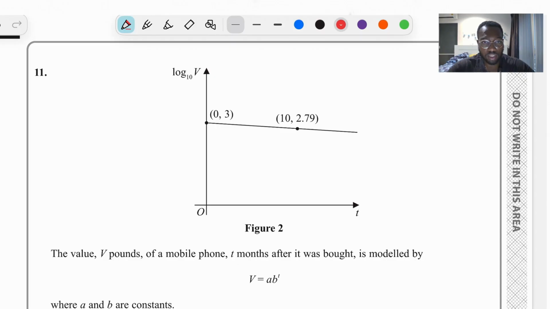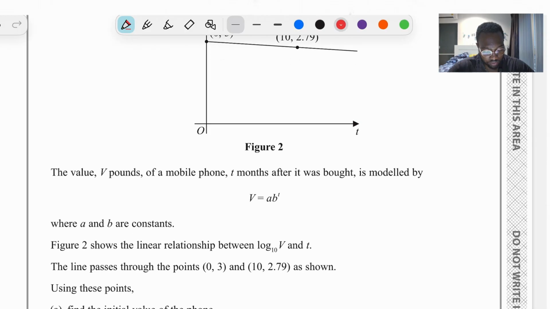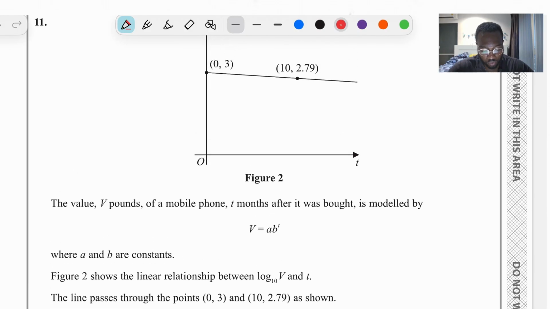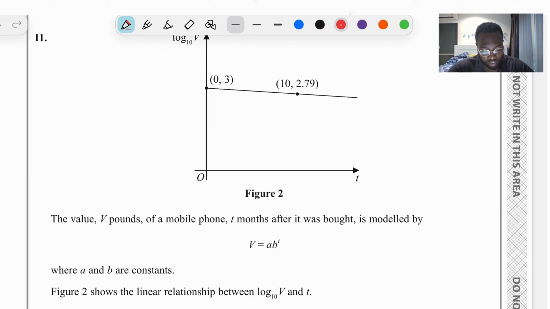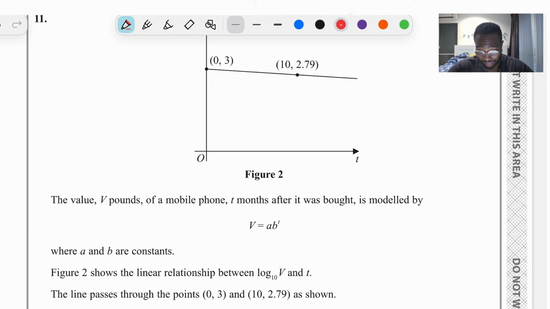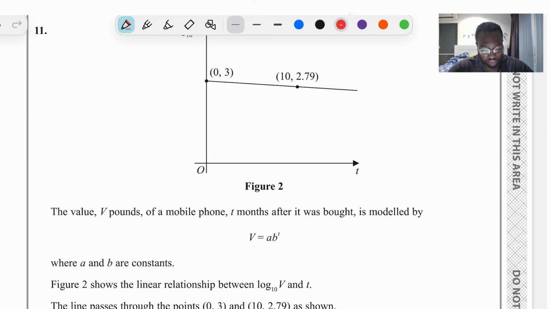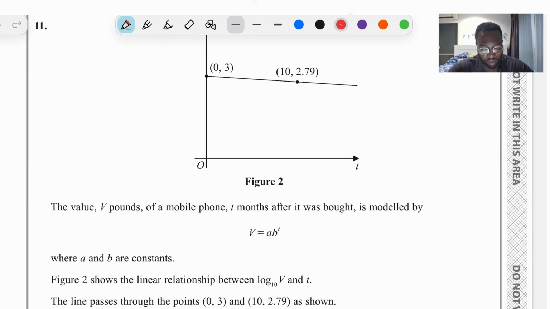We're told that v is equal to a times b to the power of t, and we need to find the initial value of the phone. So initial value of the phone, well, we're told that if you want the initial value of anything, in these type of questions, it's going to be when t is equal to 0. Now, we're also given the coordinates there of 0, 3. So we know that when t is 0, we're actually at 3, okay?